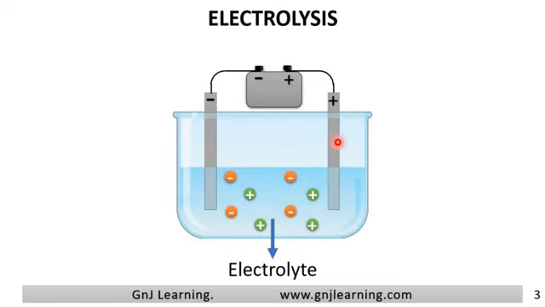Once the battery is on, negatively charged ions will move towards the positively charged electrode. Why does this ion have a negative charge? Because it has more electrons than protons. That's the reason for this negative charge. Once it reaches the electrode, it will give away that excess electron to this electrode.